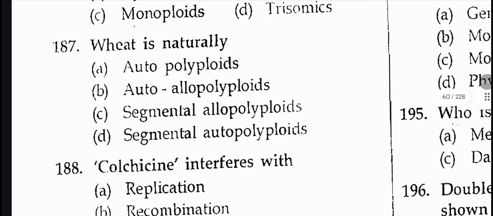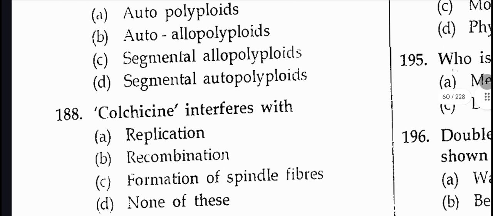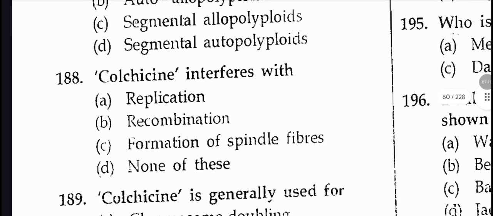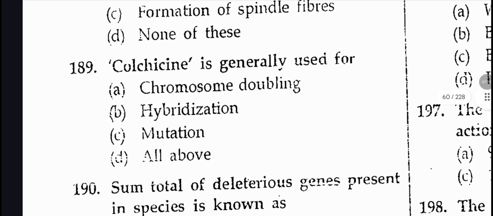Question number 187. Wheat is naturally a segmental allopolyploid. Question number 188. The colchicine interferes with the formation of spindle fibers. Question number 189. The colchicine is generally used for, that is option A, chromosome doubling.